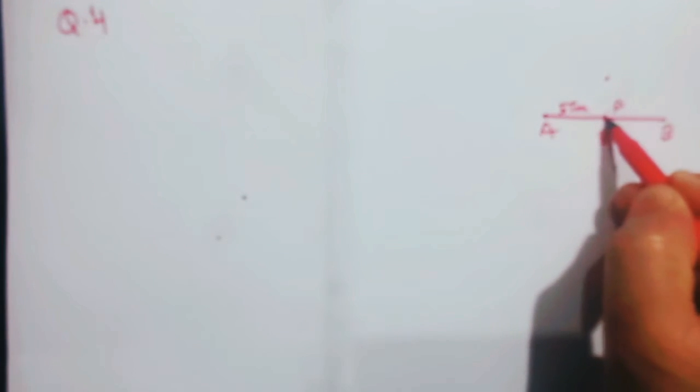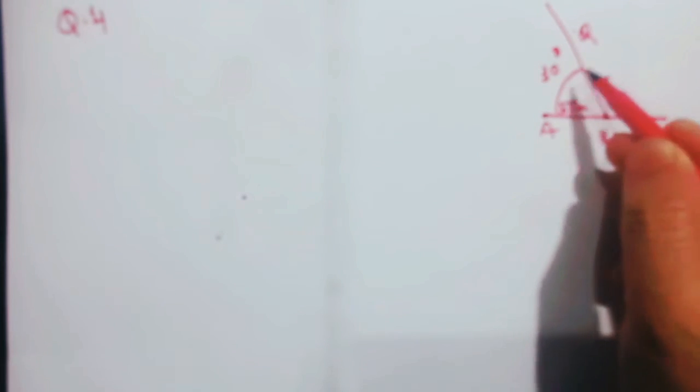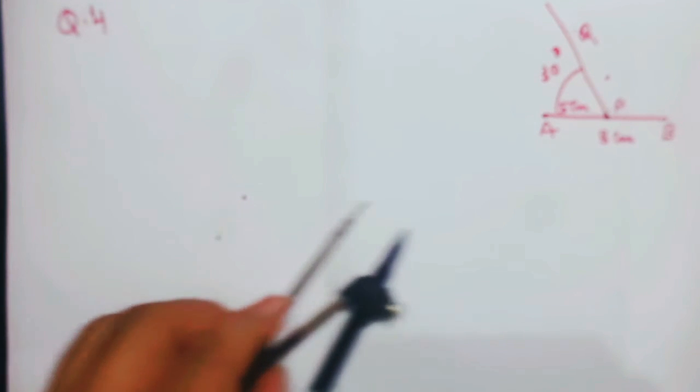So AP, the length of AP should be equal to 5 centimeter. Very good. Now at P, construct an angle APQ. So APQ equal to 30 degree. This is my Q. So APQ should be equal to 30 degree, and you know how to find 30 degree. First I shall be constructing 60 degree and then I will bisect it. As I said, I shall be using only ruler and compass.